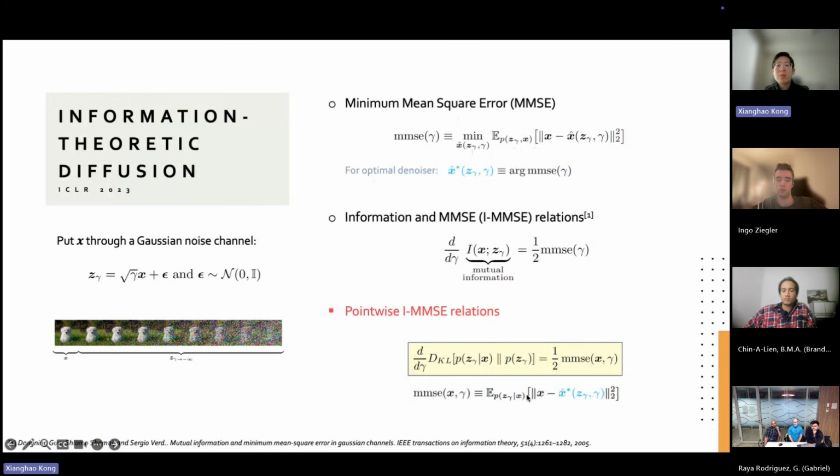But now we don't need to go through every data point in this set, but just for one data point X. And for one data point X, we cannot calculate the mutual information, but we can calculate this KL divergence. Yeah. The expectation of this KL divergence equals the mutual information.